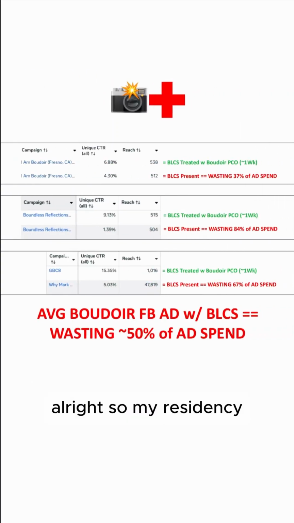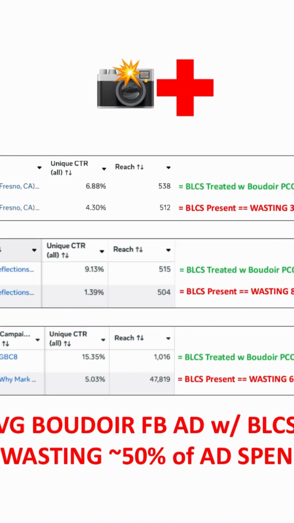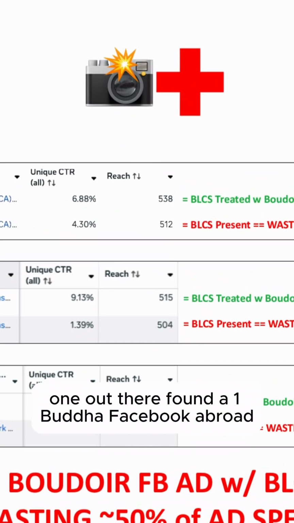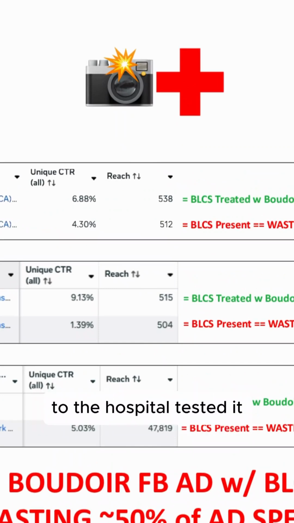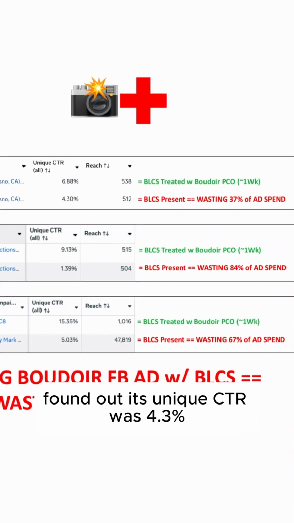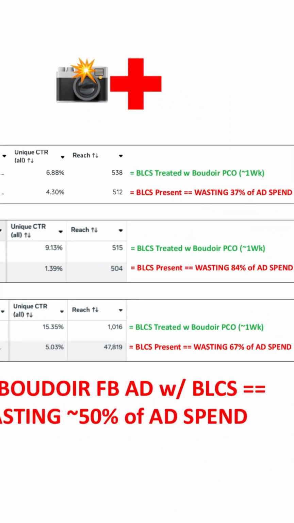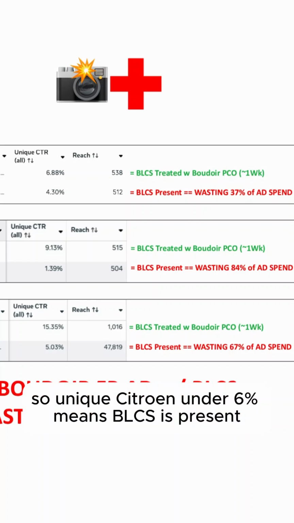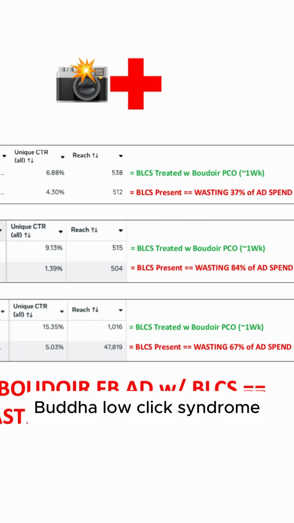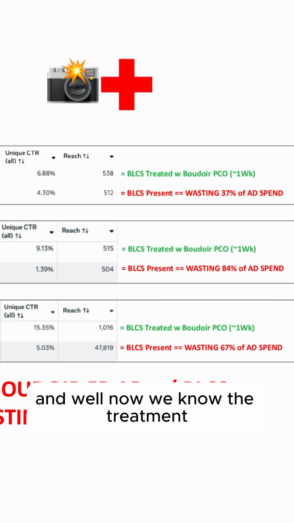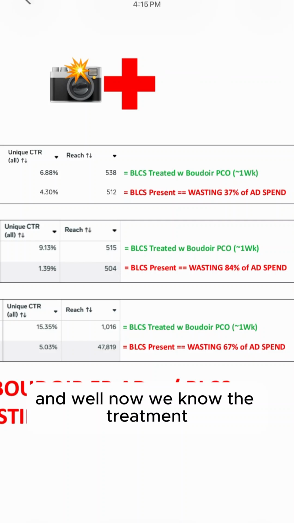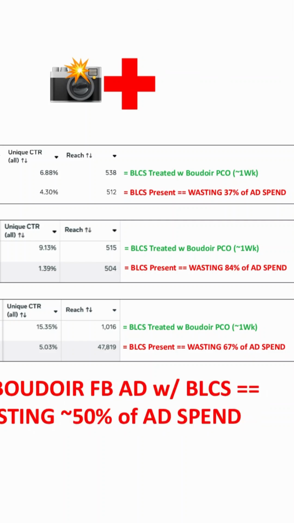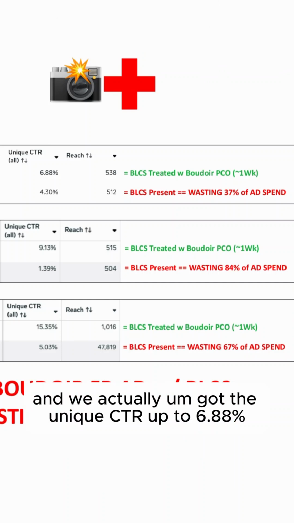Boom. All right, so in my residency, I went out there, found one Boudoir Facebook ad, brought it to the hospital, tested it, and found out its unique CTR was 4.3%. So we found out that BLCS was present. Unique CTR under 6% means BLCS, Boudoir low click syndrome, is present. And well, now we know the treatment. We treat it with Boudoir Pico. It takes about a week. And we actually got the unique CTR up to 6.88%.